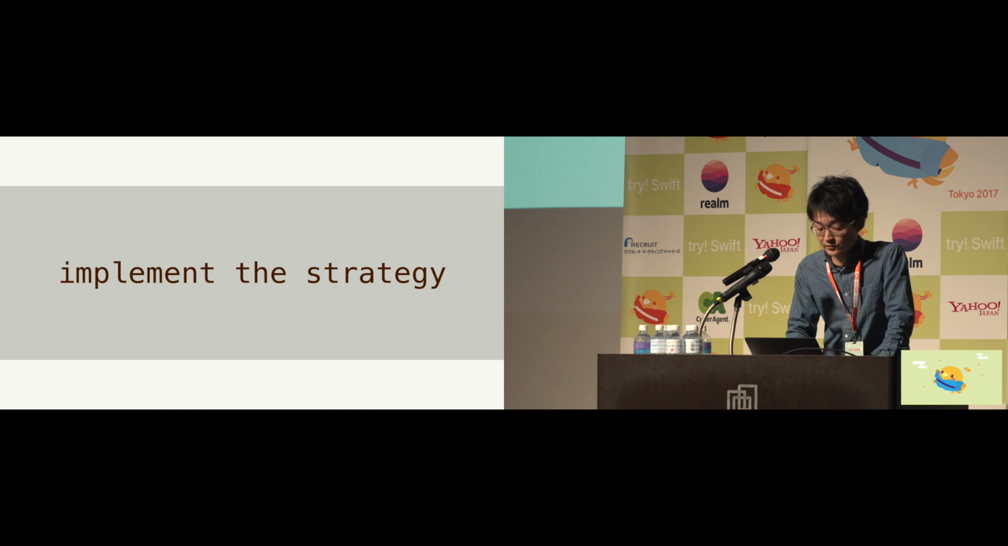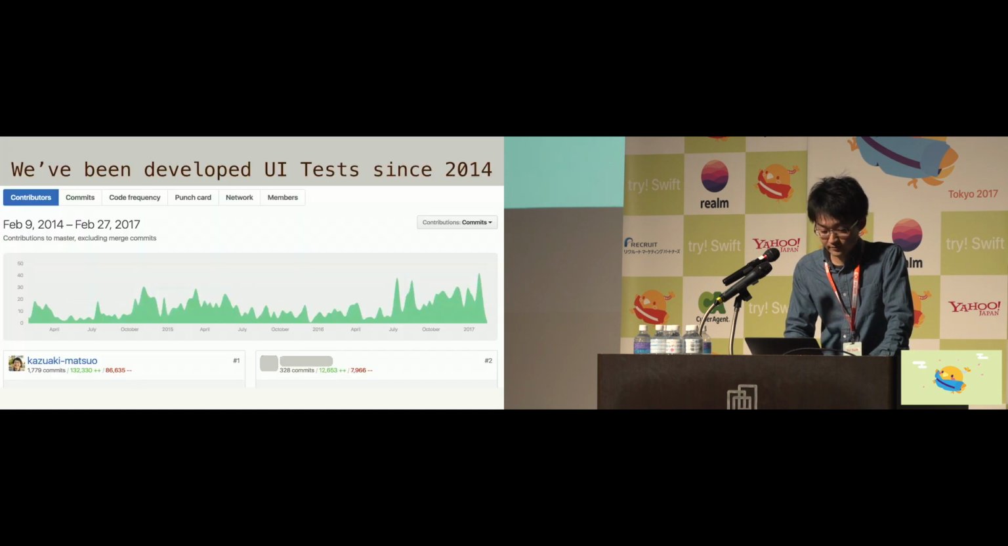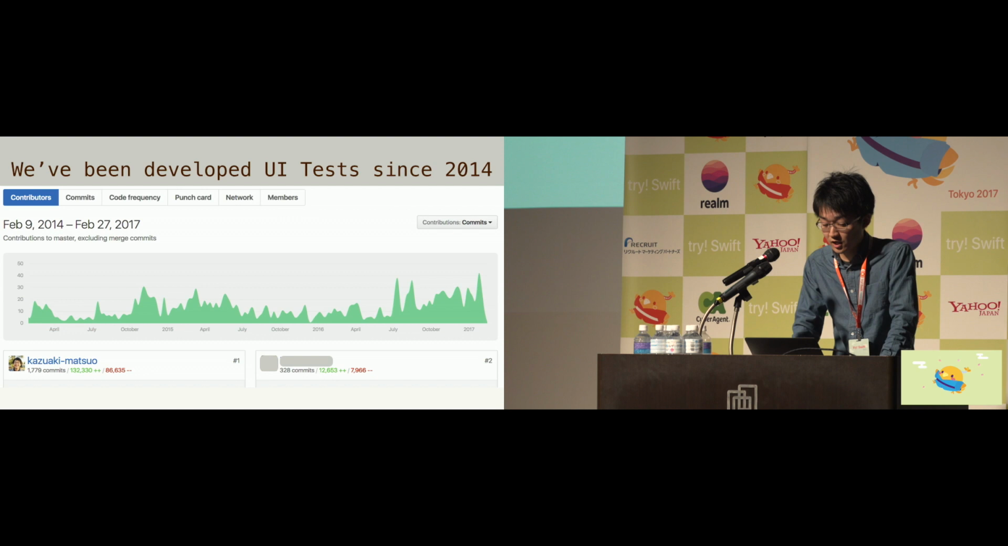Let's see how we implement the strategy. We've been developing UI tests since 2014 to support re-engineering. Before, we had many manual tests and non-automated UI tests. But currently, we have many UI tests which cover around 80% of screen transitions, plus spot manual testing.